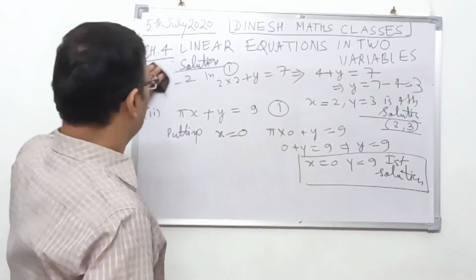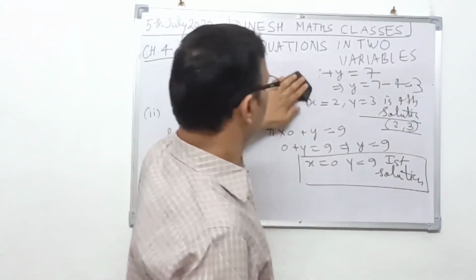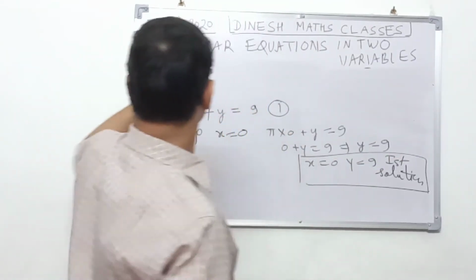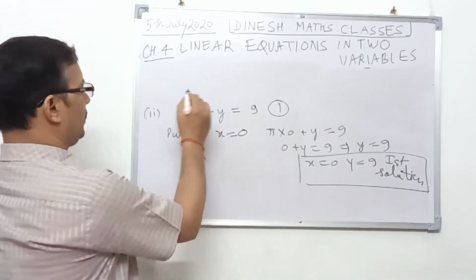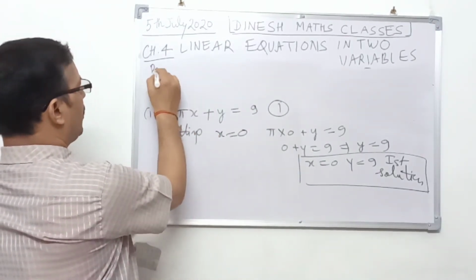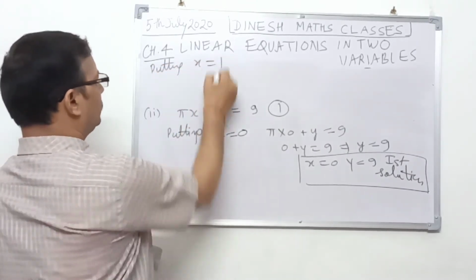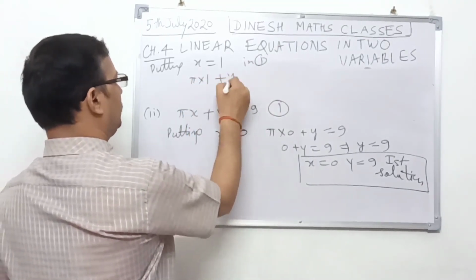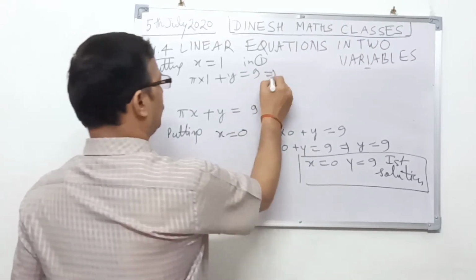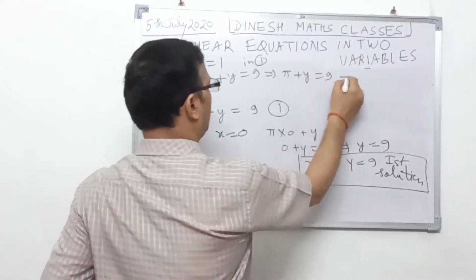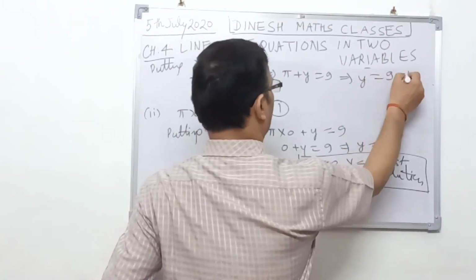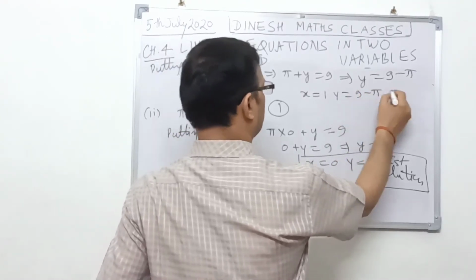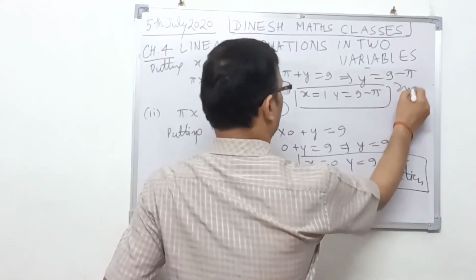Now we come to the next solution. Now we put x equal to 1 in 1, pi into 1 plus y equal to 9, pi into 1 is pi, so pi plus y equal to 9. So transfer this, you will get y equal to 9 minus pi. So x equal to 1, y equal to 9 minus pi. This is the second solution.